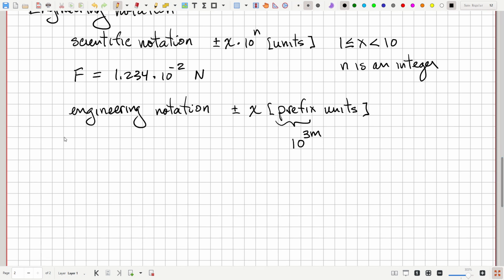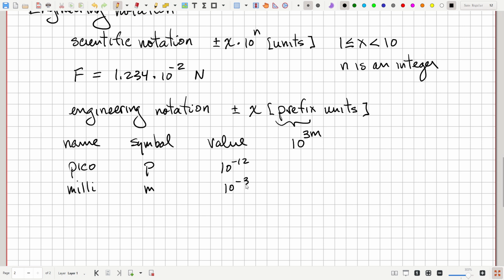So, a name, and then a symbol, and then the value. So for example, pico, represented as p, has the value of 10 to the minus 12th. Just a few of them; there's a complete list given in the PDF notes. Milli, lowercase m, has a value of 10 to the minus 3, like a millimeter, picometer, picosecond, things like that. Mega, capital M, has a value of 10 to the 6th, and so on.